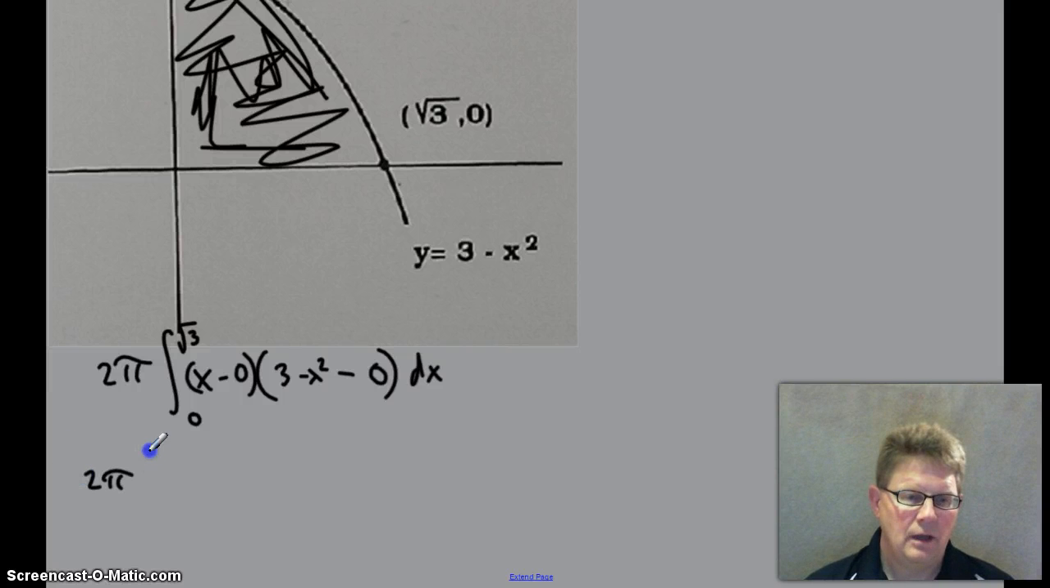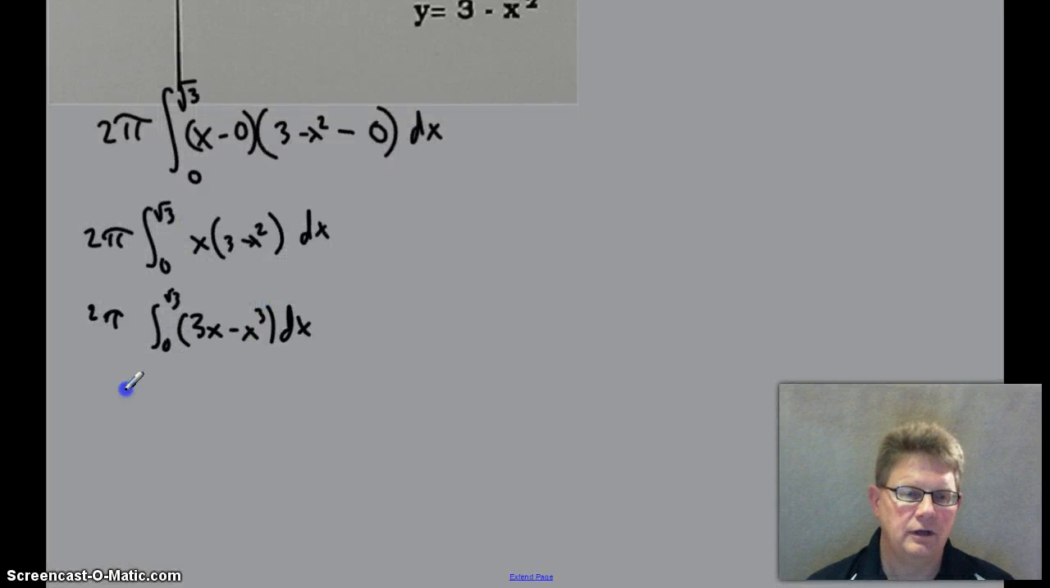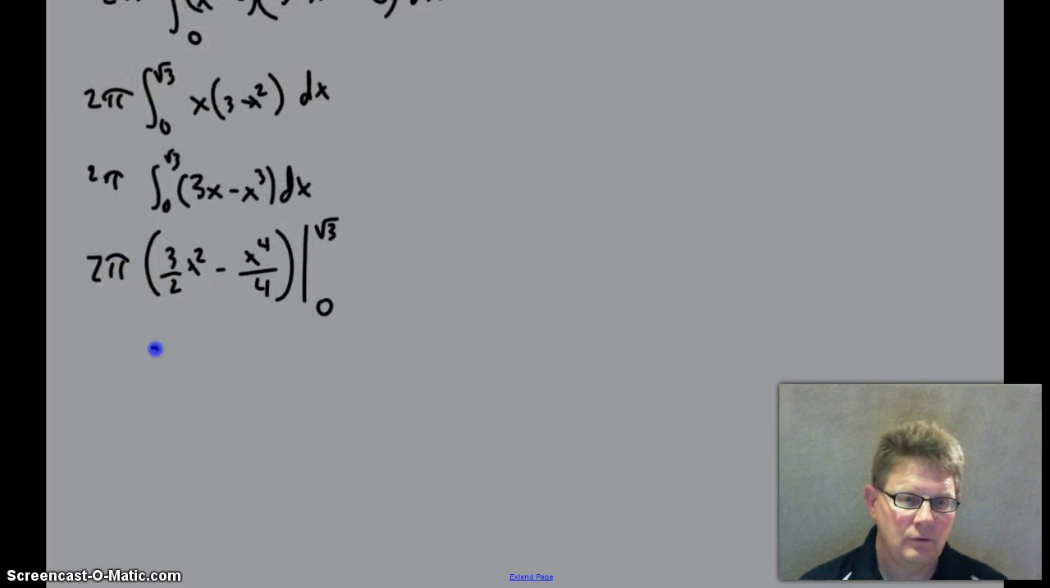So 2 pi times the integral from 0 to root 3 of x times 3 minus x squared dx, which in turn would be 2 pi times the integral from 0 to root 3 of 3x minus x cubed dx. We're ready to integrate now. 2 pi times 3 halves x squared minus x to the 4th over 4, evaluated at root 3 and 0. And that product is 9 pi over 2 when you evaluate it.